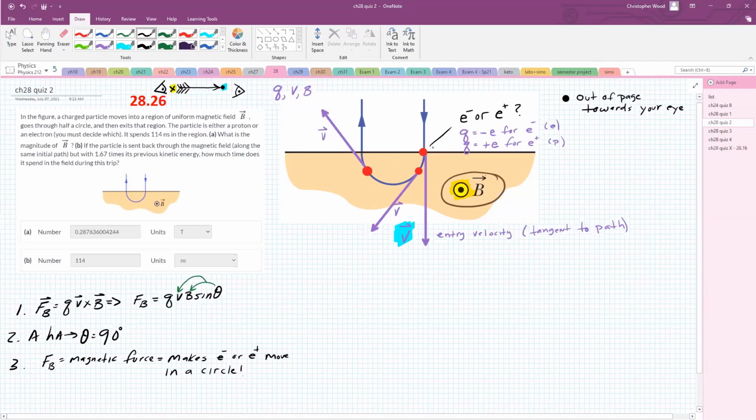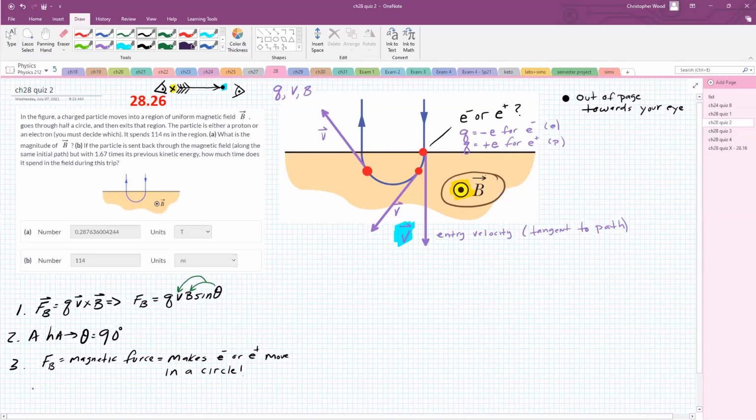It would move in a complete circle if the entire region were a magnetic field, but only half the region is. So it starts to move in a circle, but then when it exits the magnetic field, there's no more force making it move in a circle. So you get a semicircle. So the magnetic force makes it move in a circle.